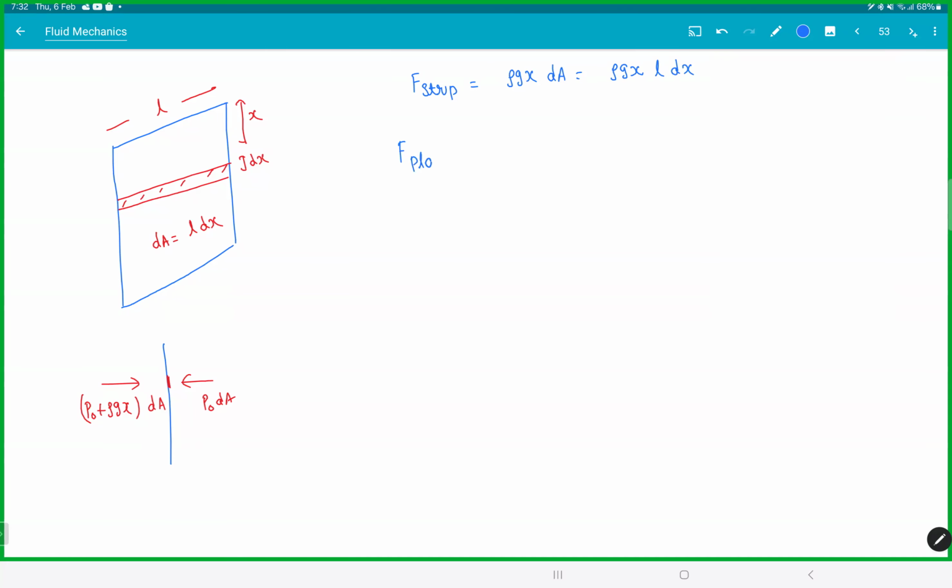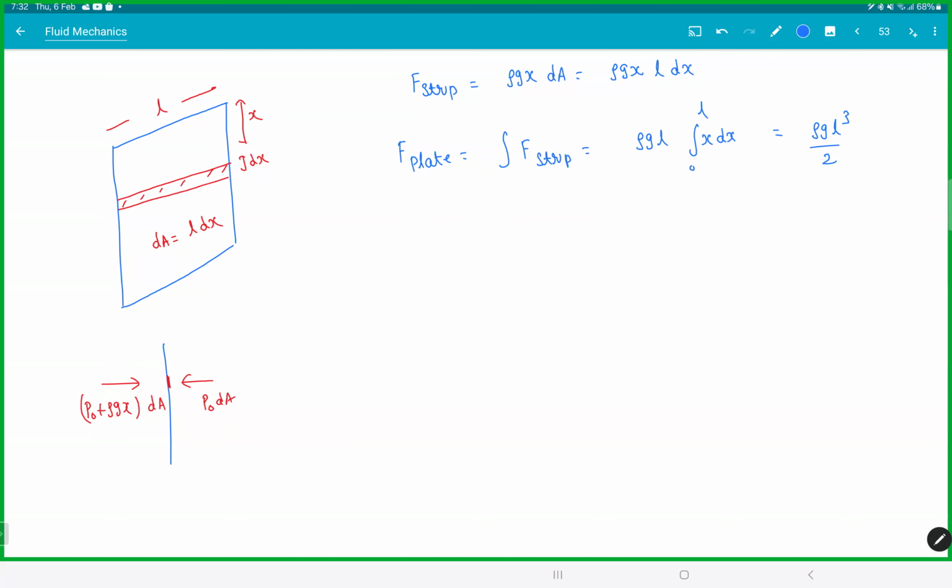The force on the plate will be the integral of the force on each strip, rho gL integral x dx from 0 to L, rho gL cube by 2. Check. That is the force on the plate. You could have got this from center of mass also.